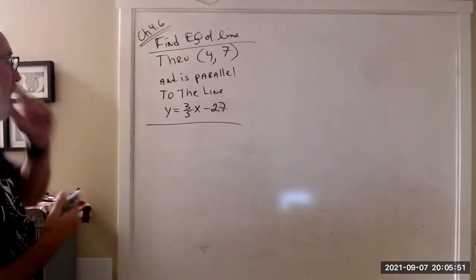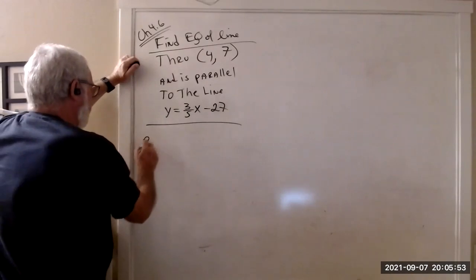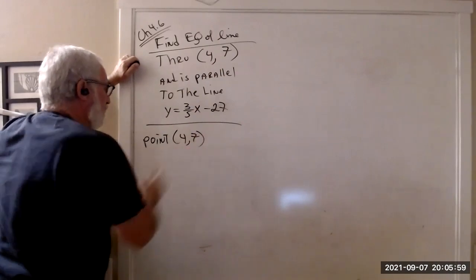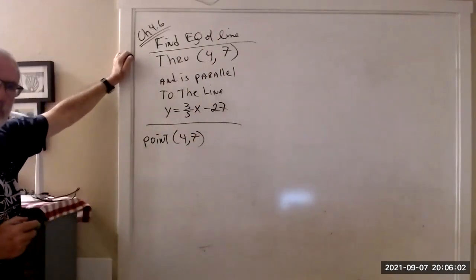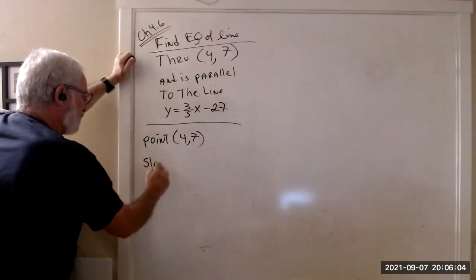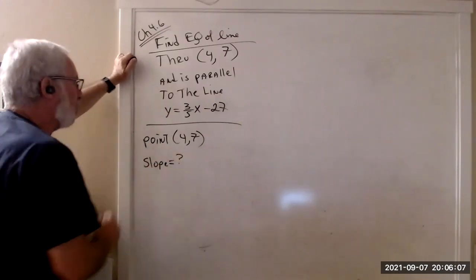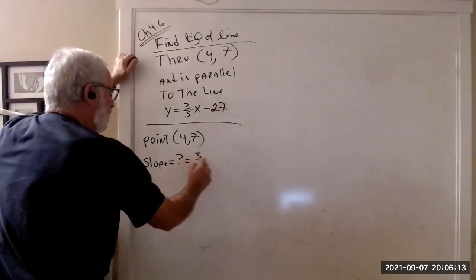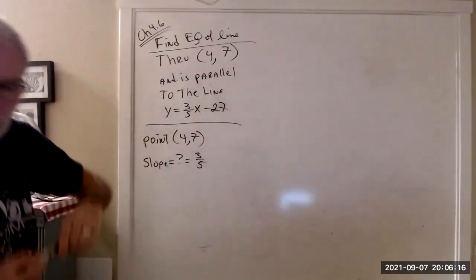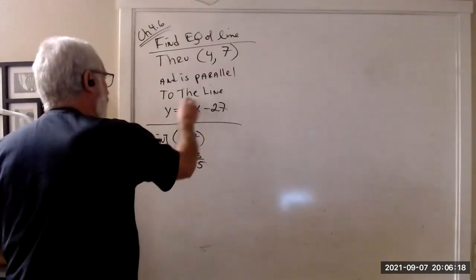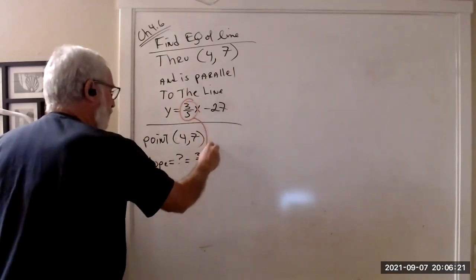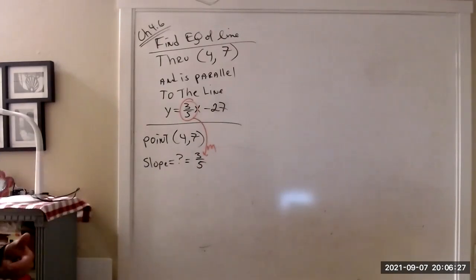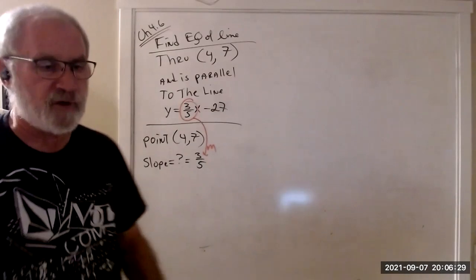So in this problem, I have a point. My point is (4,7). That's pretty clear. Do I have a slope for this problem? Yes. What is it? 3/5. Yep, it's 3/5 because I'm looking at the slope-intercept form right there. There's my slope. So it was hidden from you, but within the work. All right, I'm going to pause. I want you to finish it off, find the equation of the line.